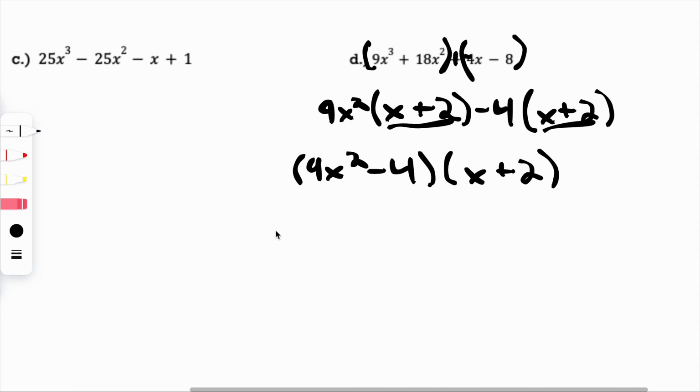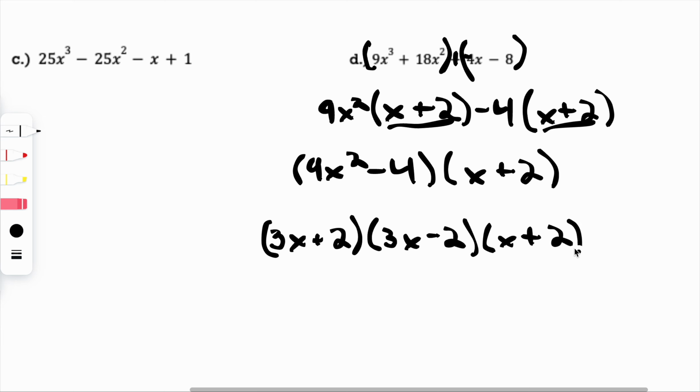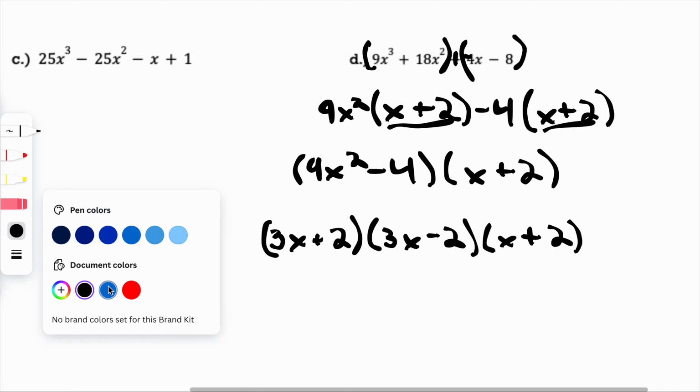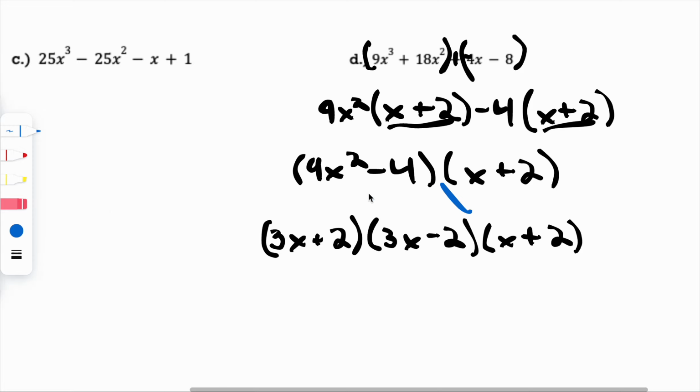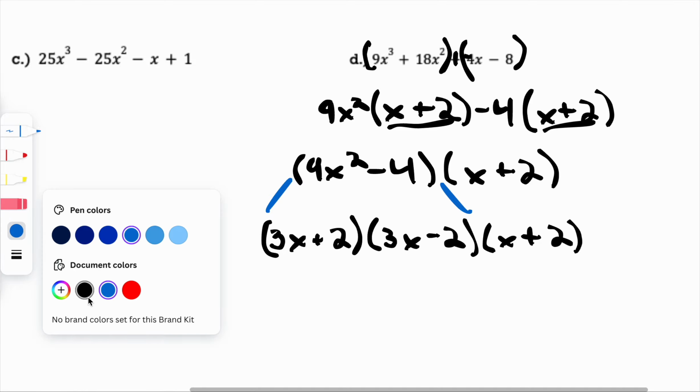What's the square root of 9x squared? 3x. What's the square root of 4? 2. And we have no b term, so we can say 3x plus 2 and 3x minus 2. And that FOILed out will give us 9x squared minus 4. We still have this x plus 2. So this all is that. Okay, hopefully that makes sense.